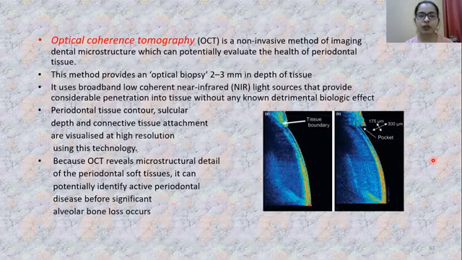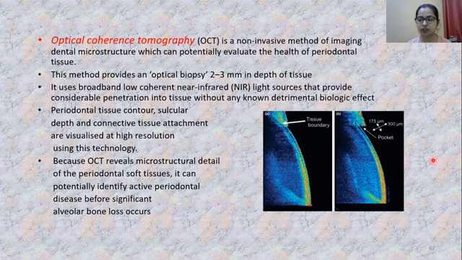Next, we have optical coherence tomography, which is a non-invasive method of imaging tissue microstructure, which can potentially evaluate the health of periodontal tissue. And this method provides an optical biopsy of 2 to 3 mm depth of tissue. And because OCT reveals microstructural detail of the periodontal soft tissue, it can potentially identify active periodontal disease before significant alveolar bone loss occurs.